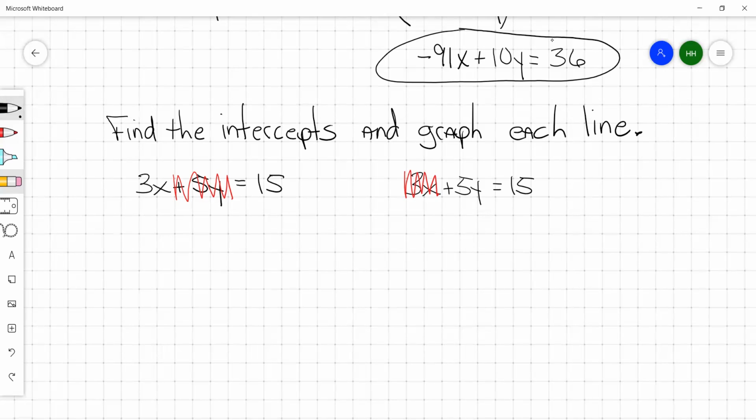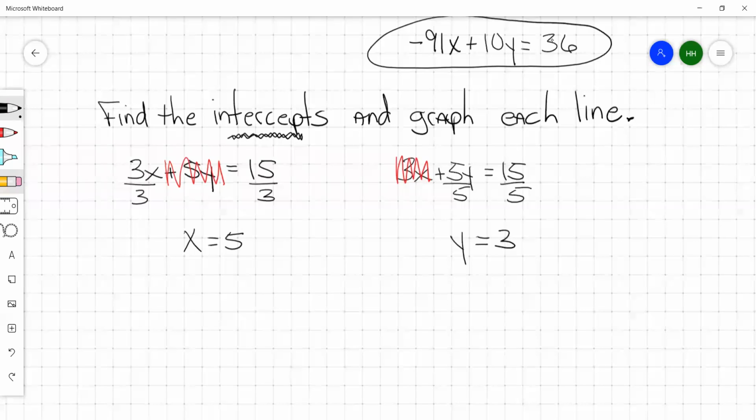Now you're going to solve both equations. So you're going to divide both sides by 3 on the left, and x equals 5. On the right, you're going to divide both sides by 5, and y equals 3. These are your intercepts.